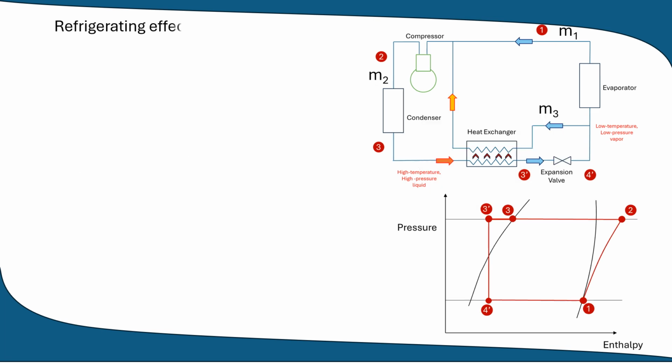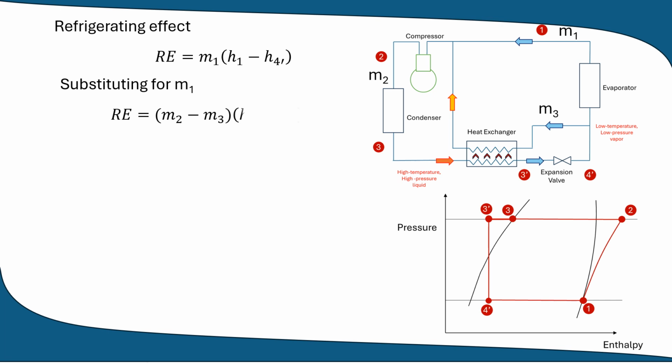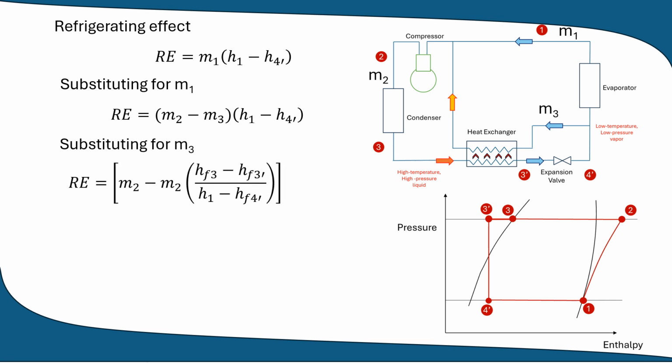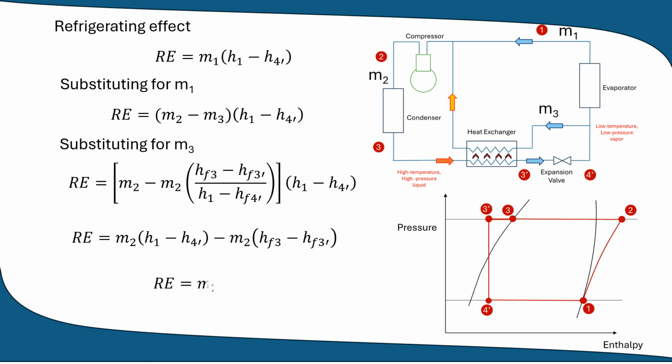The refrigerating effect, Re, equals m1 times (h1 minus h4). Since m1 is equal to m2 minus m3, substituting for m1, the Re is written as (m2 minus m3) times (h1 minus h4). Further, we can write m3 in terms of m2 as previously derived and then simplify the equation for Re. The refrigerating effect is then m2 times (h1 minus hf3). This is identical to the refrigerating effect of the simple saturation cycle.